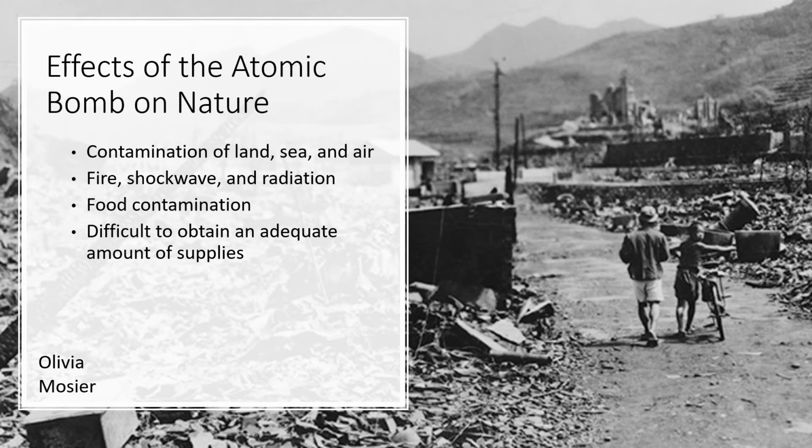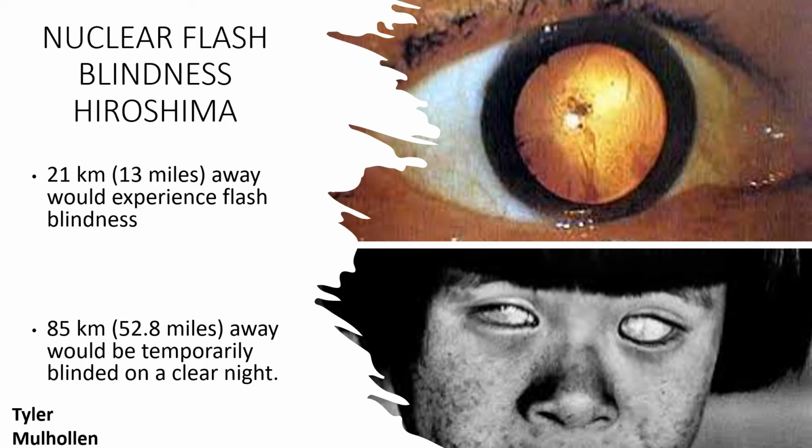This made it difficult to obtain an adequate amount of supplies for the survivors of the bomb because most of the food was contaminated from the radiation. As mentioned in the previous slide, some health effects that nuclear bombs have on humans is flash blindness. One megaton bomb, which is 80 times larger than the bomb detonated over Hiroshima, would temporarily blind a person on a clear night from up to 52.8 miles.